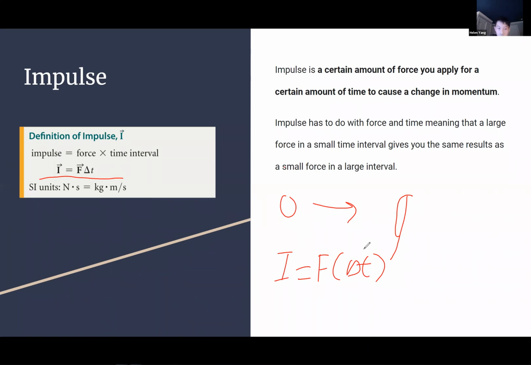And impulse, like momentum, is also a vector since force is a vector. And even though time is a scalar, it doesn't matter since force is already a vector. So impulse would also be a vector. And since the unit for force is newtons and the unit for time is seconds, the unit for impulse would be newtons times seconds, or kg times meters over seconds.